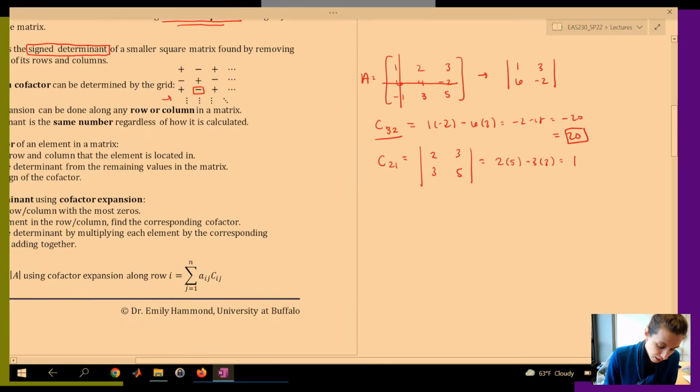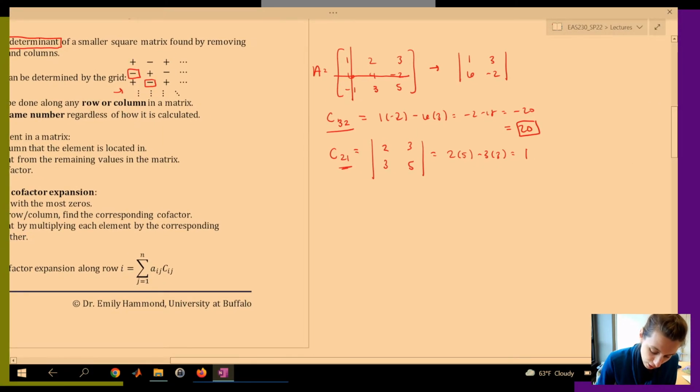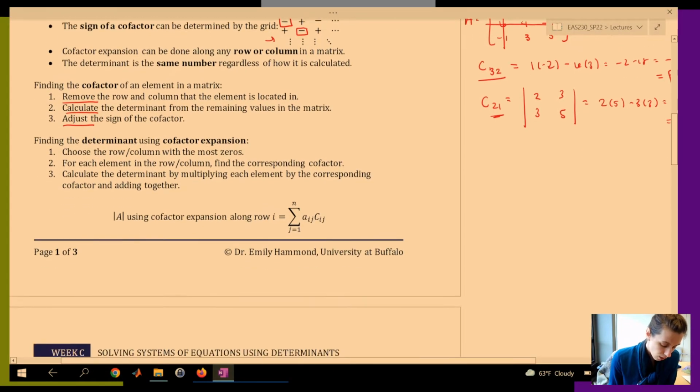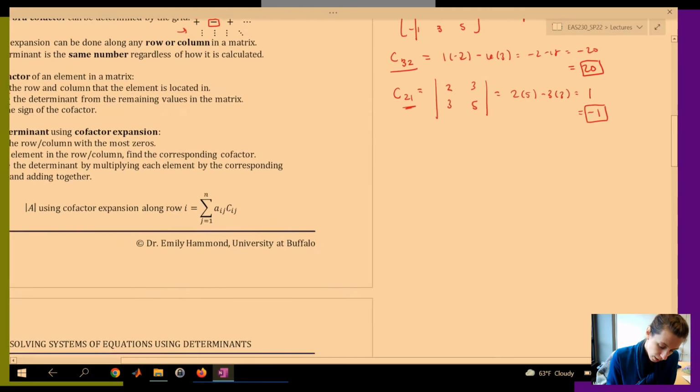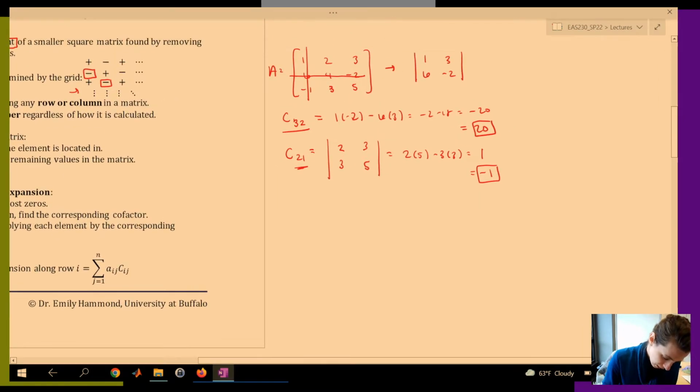1. Then if I go over to my grid here, in the 2,1 location, I have a negative sign, which means I change this from a positive 1 to a negative 1, and there's my final cofactor for 2,1. So C2,1. The cofactors correspond to removing row 2, column 1. That's your process. So finding the determinant using cofactor expansion is essentially you're going to pick one row or one column. And if we find all the cofactors in that row or column, then we can go ahead and do cofactor expansion.